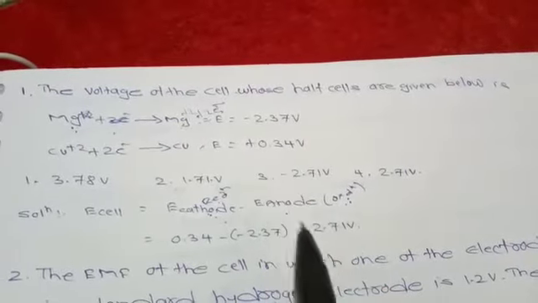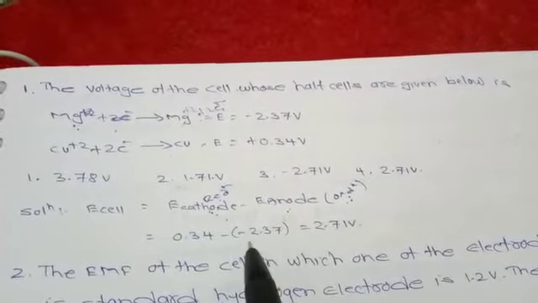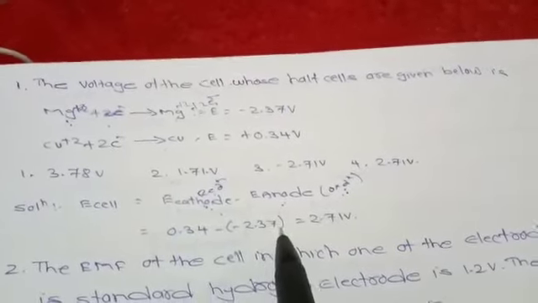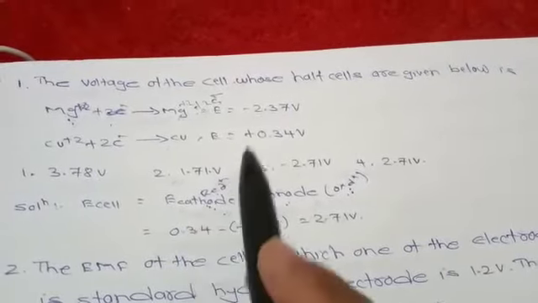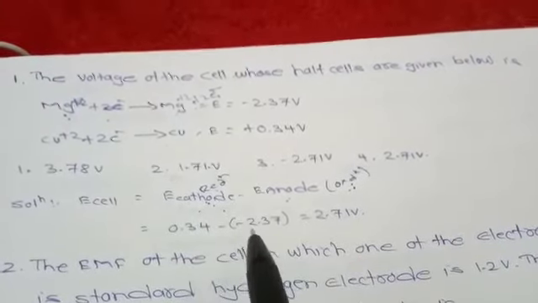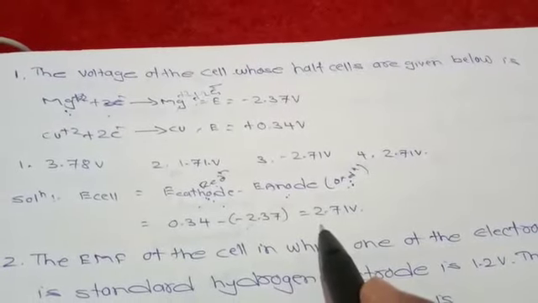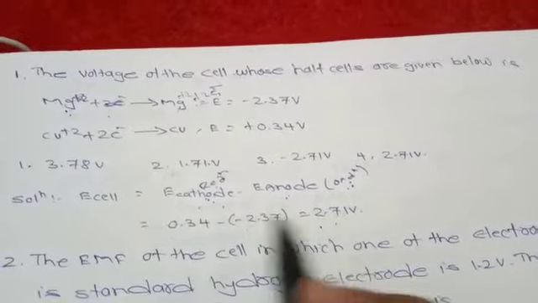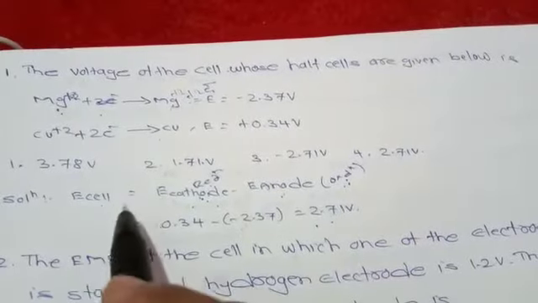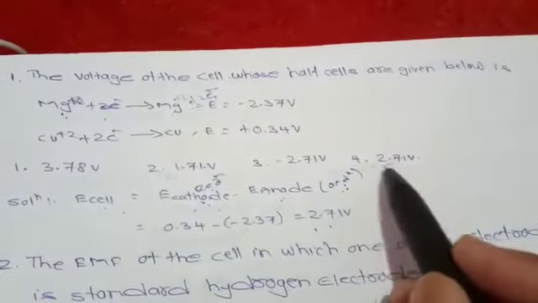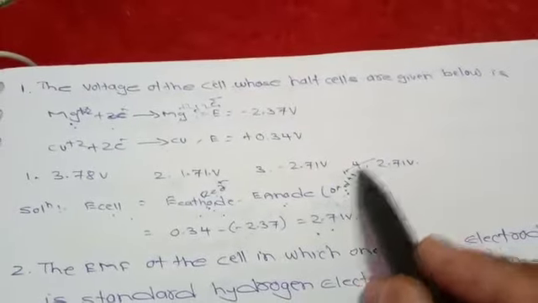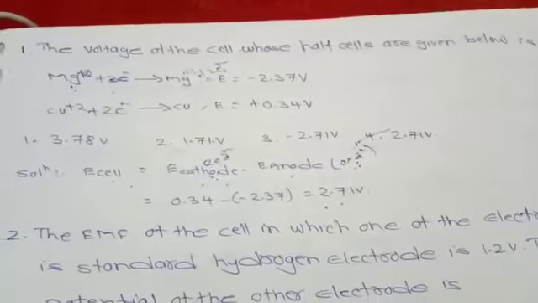And what is the potential given here? That is minus 2.37, and at the cathode it is 0.34, right? So from this calculation we get the answer as 2.71 volts. That is the potential of the cell. Is it clear? That is the answer for this one, option 4, right? 2.71 volts. Is it clear?